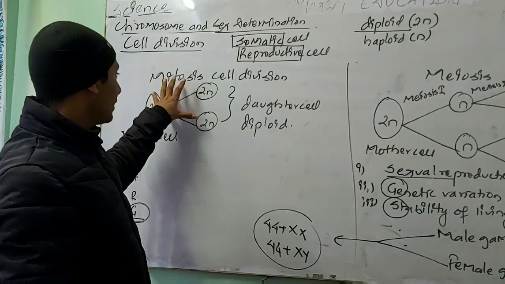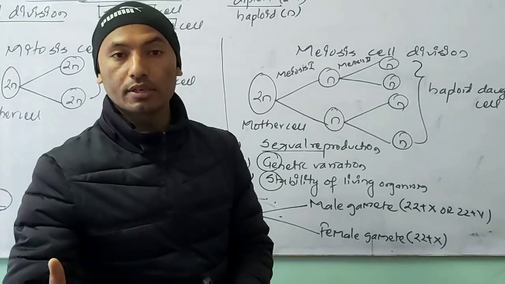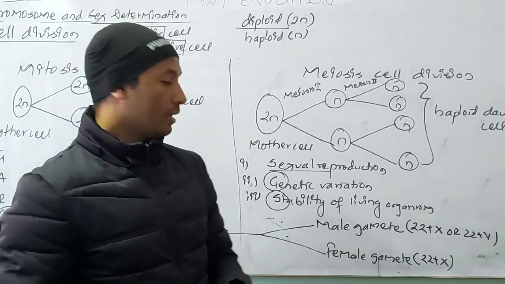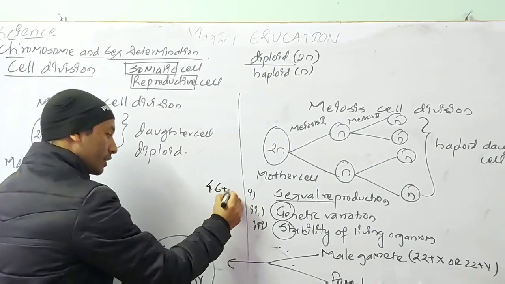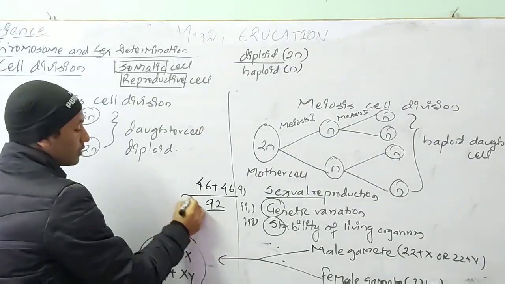There will be diploid gametes. When there are diploid gametes, the number of chromosomes will be doubled, and then we are not human. If in place of 46 chromosomes, there are 46 plus 46, that is 92 chromosomes, is that organism human? No. So it gives the stability of living organism.